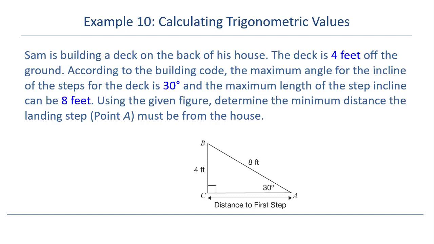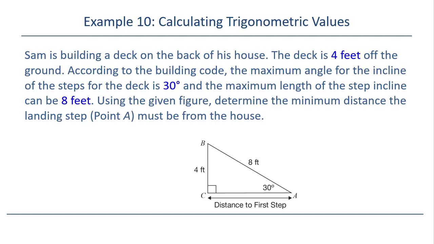So for instance, Sam is building a deck on the back of his house. The deck is 4 feet off the ground. According to the building code, the maximum angle for the incline of the steps for the deck is 30 degrees, and the maximum length of the step incline can be 8 feet. So what that basically means is it's going to tell you how far out you can start your steps, and then that'll help you build it, right? So we draw ourselves a little picture. We know that we have this 4-foot vertical drop. We know that the total slant length, the maximum length of the step incline, is 8 feet.